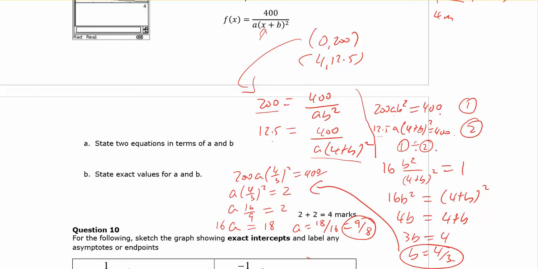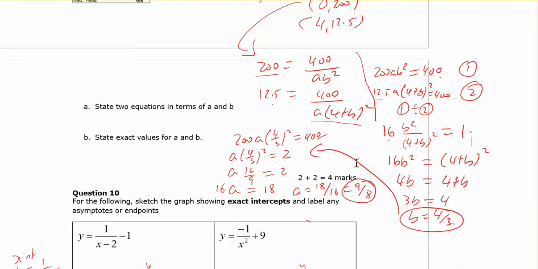Now this is the trick. Because I want to eliminate one of the variables, the only way to get rid of an a is to divide. Okay, so I divide equation 1 by equation 2. 200 divided by 12.5 is 16. And then we've got b divided by 4 plus b squared. So I haven't changed that. That's exactly what we've done. We've got 400 divided by 400 equals 1.